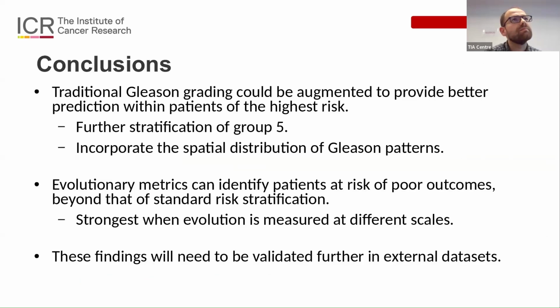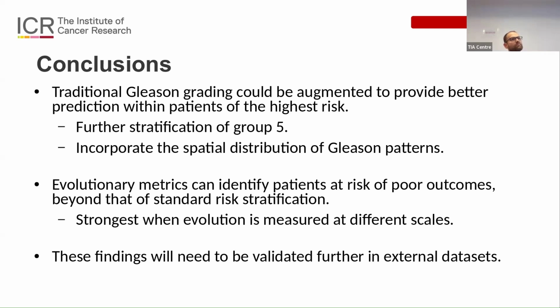And so just to give some basic conclusions, I think that, as I showed earlier, there are definitely ways to potentially augment traditional Gleason grading to provide better prediction for patients at high risk. I think this further stratification of group 5 is something I'm quite interested to pursue further. But I think also, looking at not just primary and secondary patterns, but a more encompassing description of heterogeneity. As I say, heterogeneity has been a cornerstone of the Gleason grading system, but being able to go another level may give us an additional factor that allows us to predict risk.